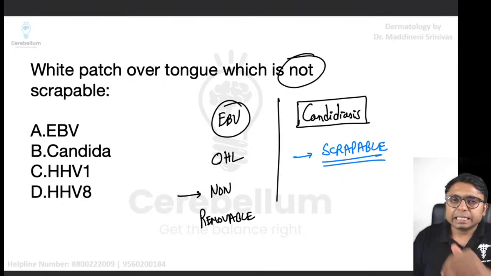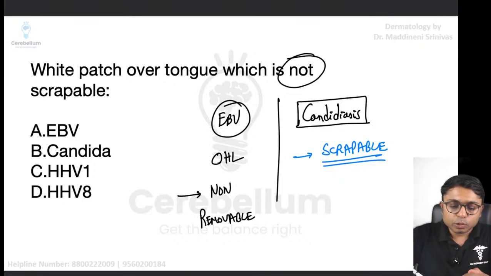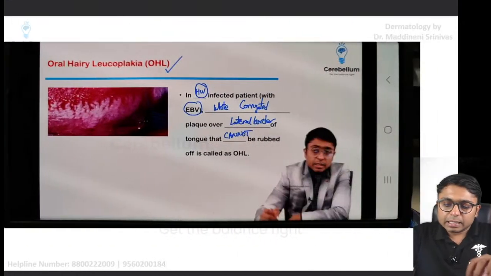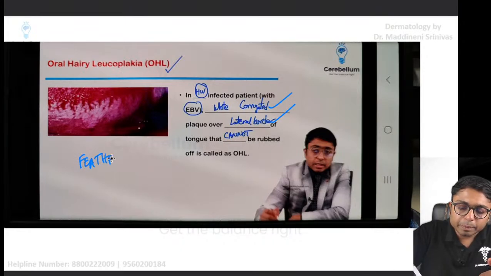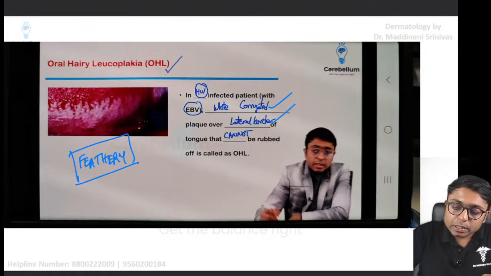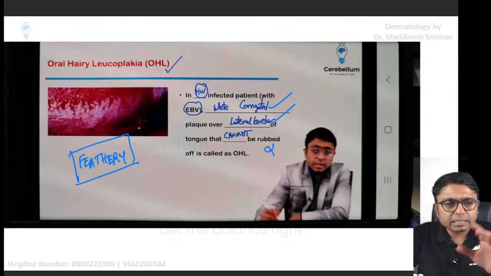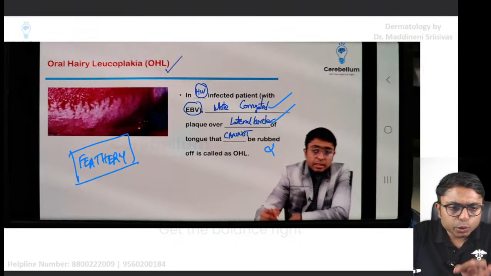Whereas in the case of Epstein-Barr virus, here the answer is EBV. This is how the presentation will be. At the lateral border of the tongue, you are going to see a white corrugated plaque. White corrugated means feathery. So a white corrugated plaque will be present, and it is not going to be easily scraped or rubbed. This is the most important thing which you should remember.